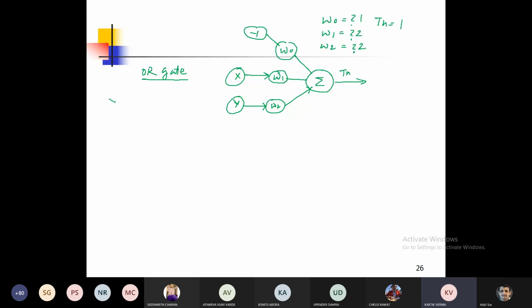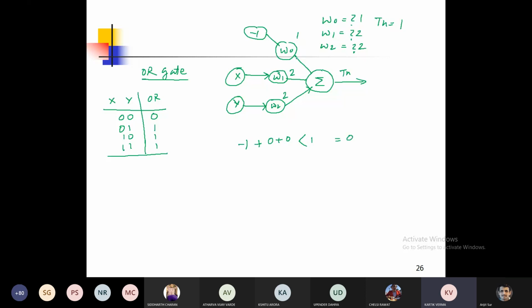Okay. Let's see. What is OR gate? 0, 1, 1, 1. So you see what he said, that is 1, 2. So first of all, it is minus 1, 0, and the threshold is 1. So it is 0. Good.